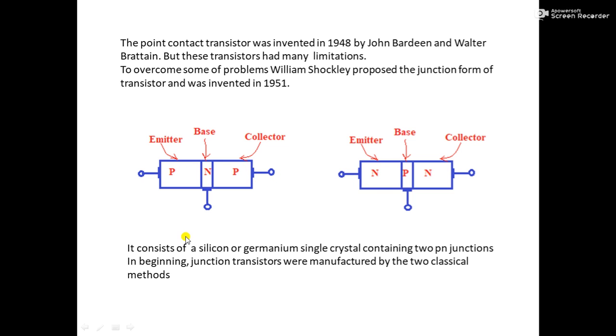As I have said, it consists of a silicon or germanium single crystal containing two p-n junctions. It is a single crystal, and in the beginning the junction transistors were manufactured by two classical methods, grown junction and alloy junction techniques, but nowadays different techniques have developed. So it is constructed on the same crystal by different techniques of doping. So this represents only the schematic, not the exact configuration.